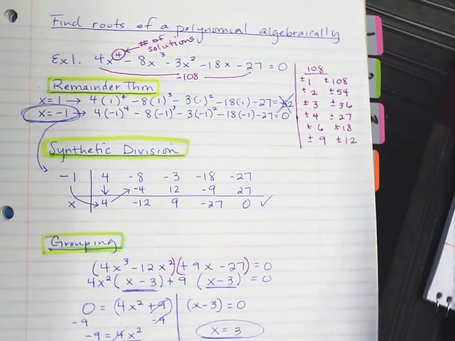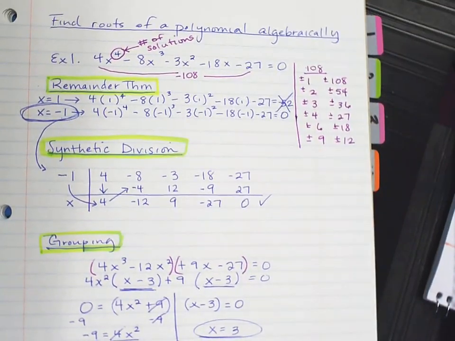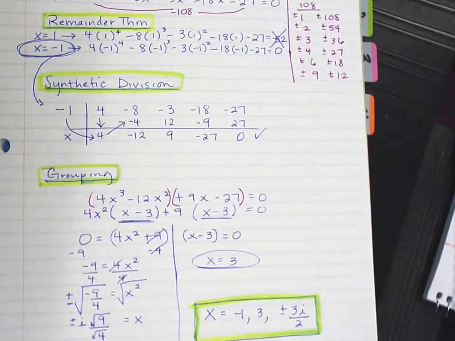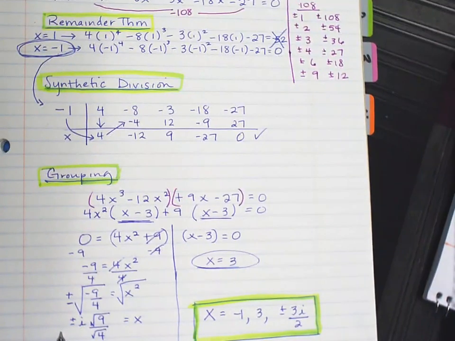Okay? So in grouping, where did the plus and minus come from? When you do square root of both sides, this comes out, the plus or minus. Even if there's not a negative inside? Yes. Okay. Yeah.